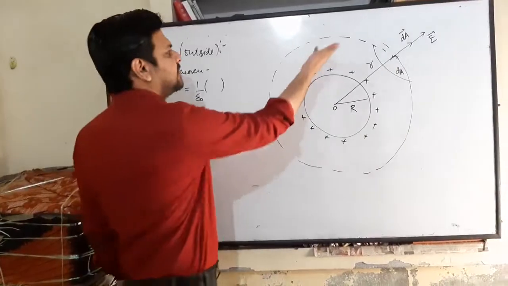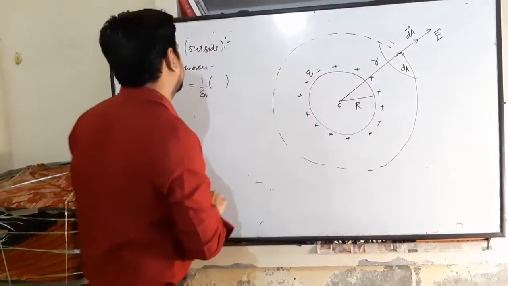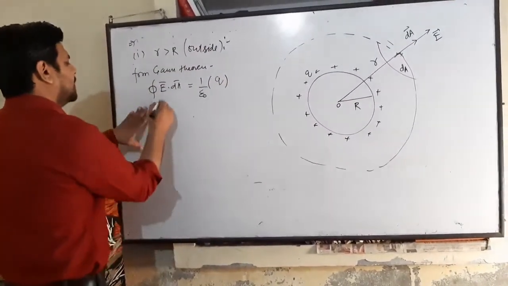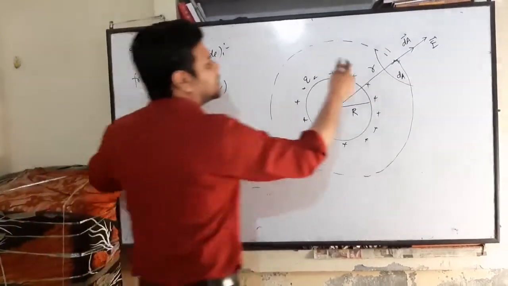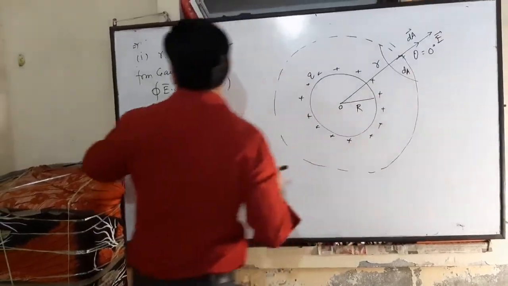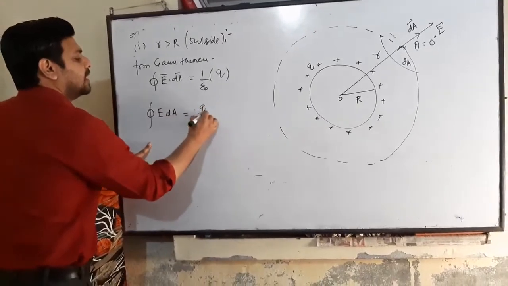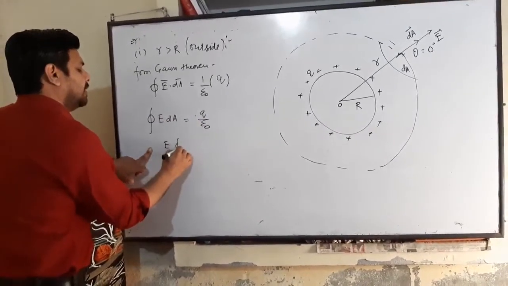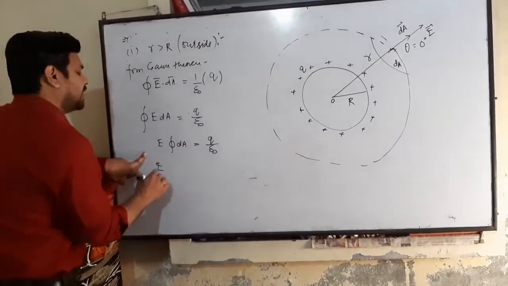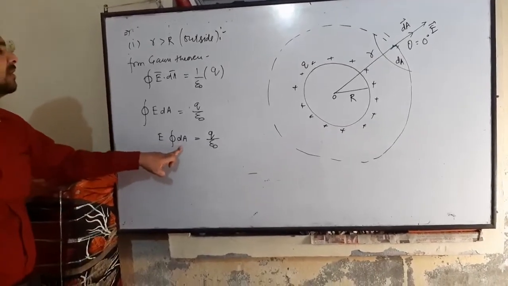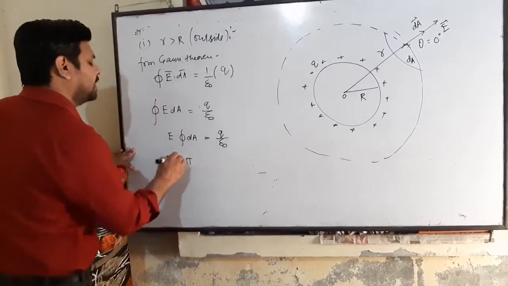Let's see, the Gaussian surface is this, and inside this surface the total charge is only plus q. Then here put plus q, E dA cos theta. Theta is 0 degree, so cos 0 value is 1. Integration is equal to q over epsilon naught. Now E times the surface integration of dA equals q over epsilon naught. I have told you many times, the surface integration of dA for a sphere will be 4 pi r square.